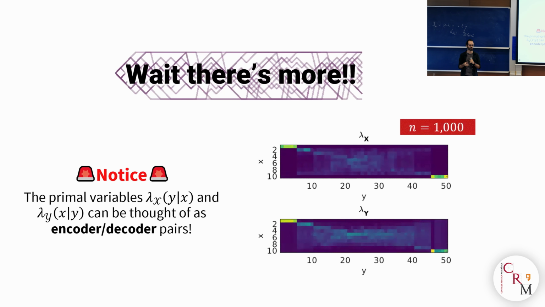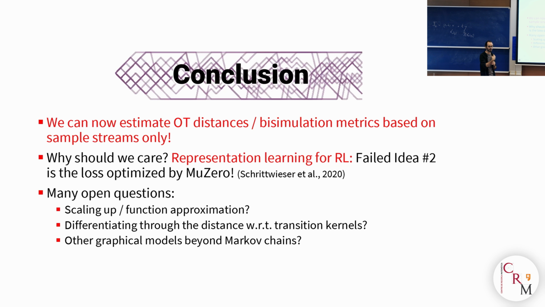Okay, so I think I'm pretty much out of time. The big message, the big thing that we are happy about, is that now we can solve this problem. Now we can compare stochastic processes based only on sample realizations. To my knowledge, no other method can do this. We are really the first to do this, and we are really excited about this and the potential applications that it has in representation learning in particular. But you can think of other applications as well.